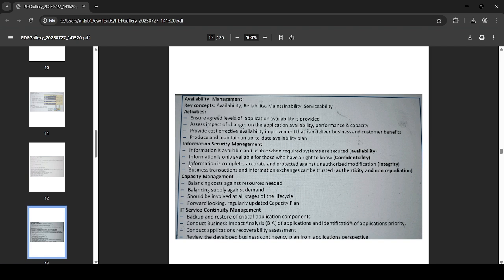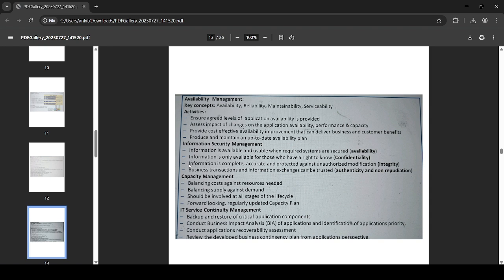Next is availability management. It covers availability, reliability, maintainability, and serviceability. Activities included in availability management: it ensures the agreed levels of application availability are provided. It assesses the impact of changes on application availability, performance, and capacity. It provides cost effective availability improvement that can deliver business and customer benefits, and produces and maintains an up to date availability plan. Availability, maintainability, serviceability, it all comes under availability management.